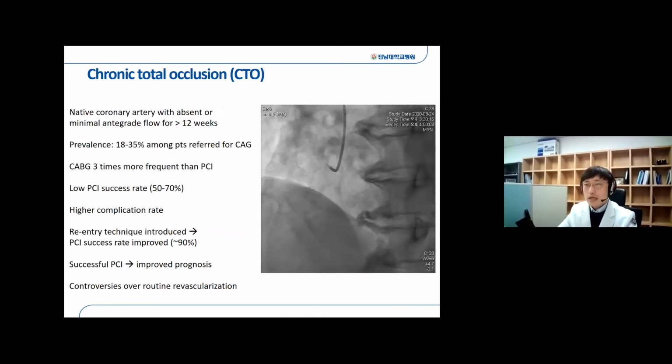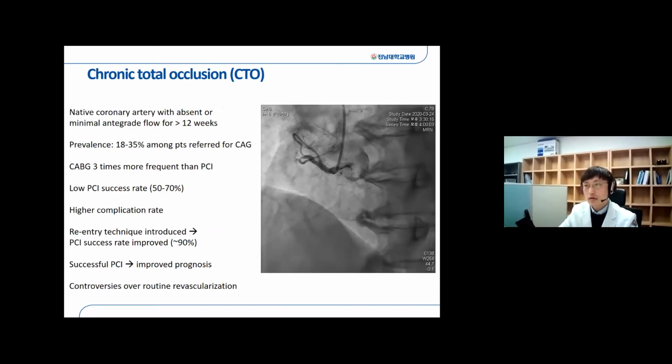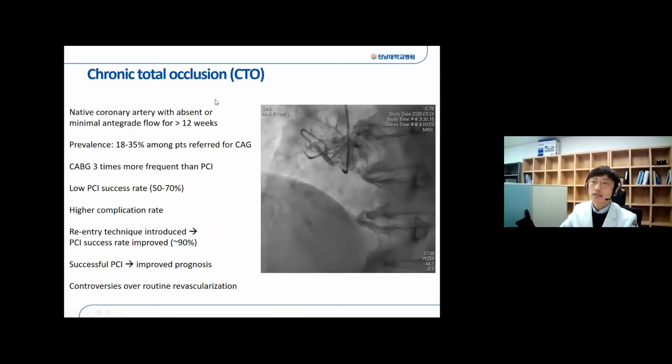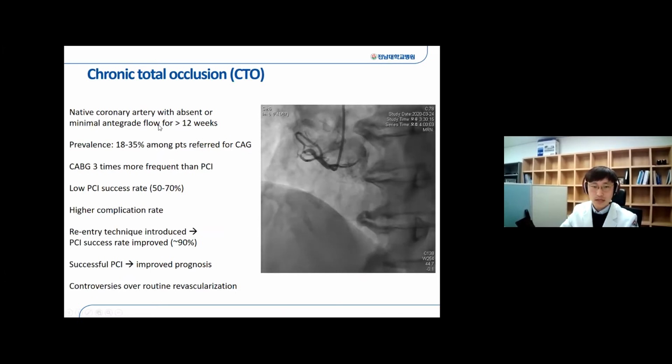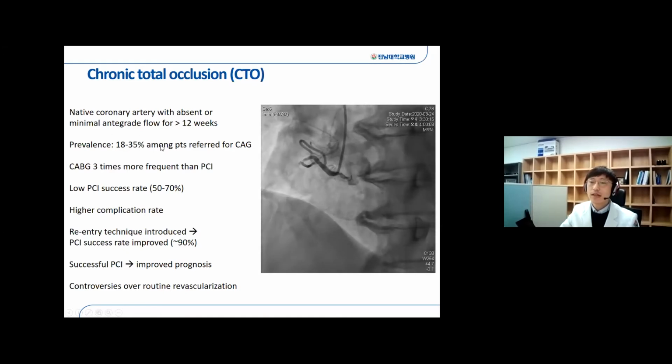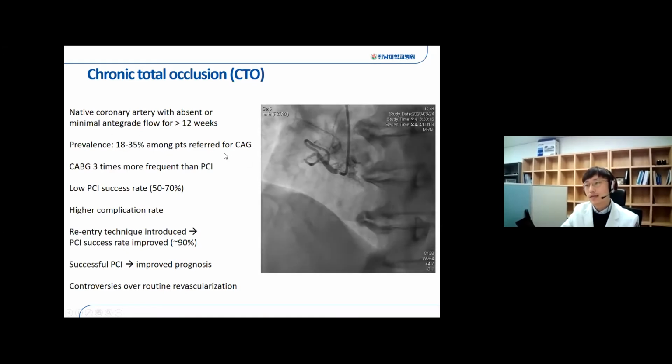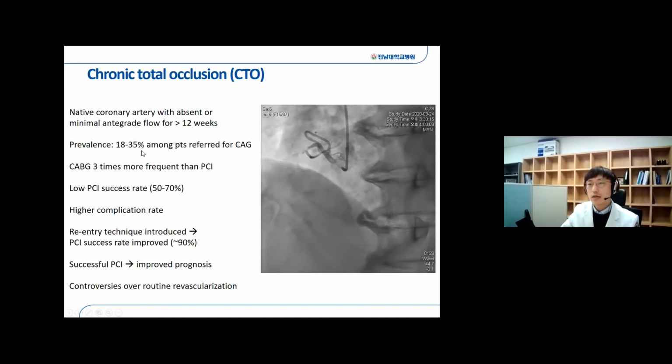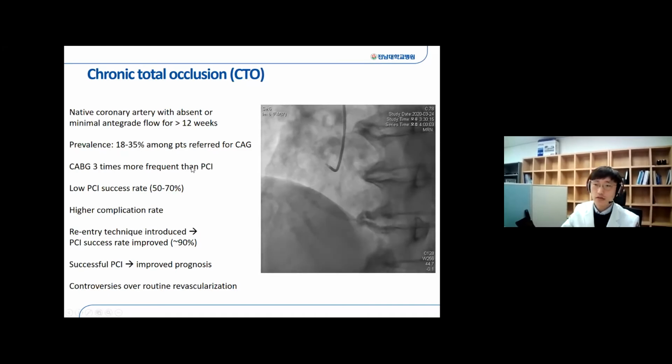Okay, another topic is about chronic total occlusion, which can be abbreviated CTO in short. And the CTO is generally defined as a native coronary artery with absent or minimal antegrade flow, generally TIMI flow 0 to 1, and it should be aged more than 12 weeks, and its prevalence is quite high, about 18 to 35% among patients referred for invasive angiography.